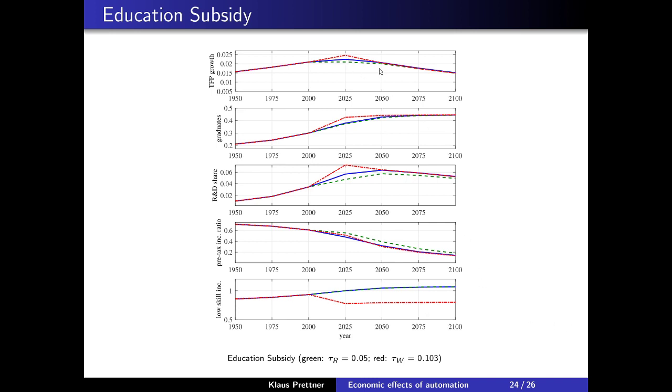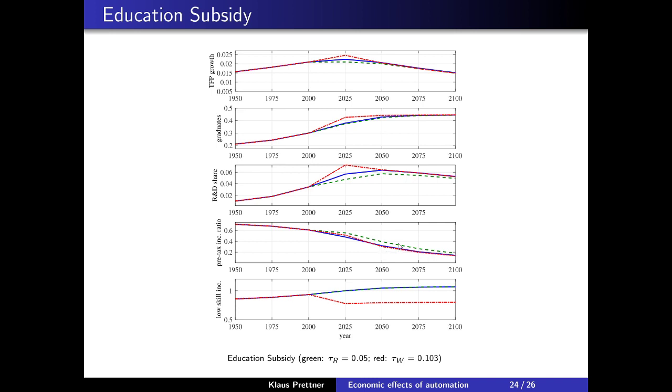However, what is maybe a little bit surprising in this context is that if we finance this education subsidy with a robot tax, then actually the effect of the robot tax on research and development, so the disincentivizing effect there, even overcompensates for the education subsidy.